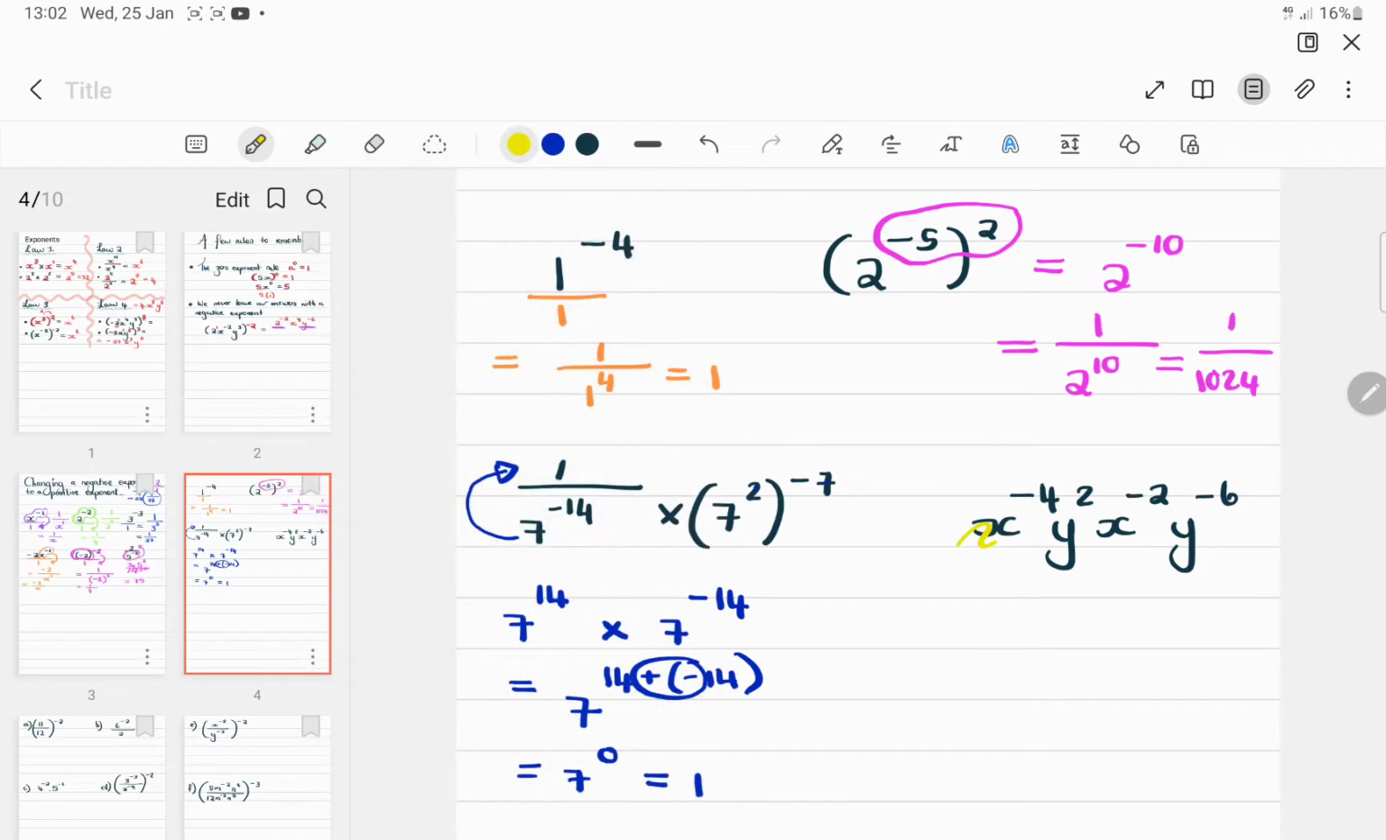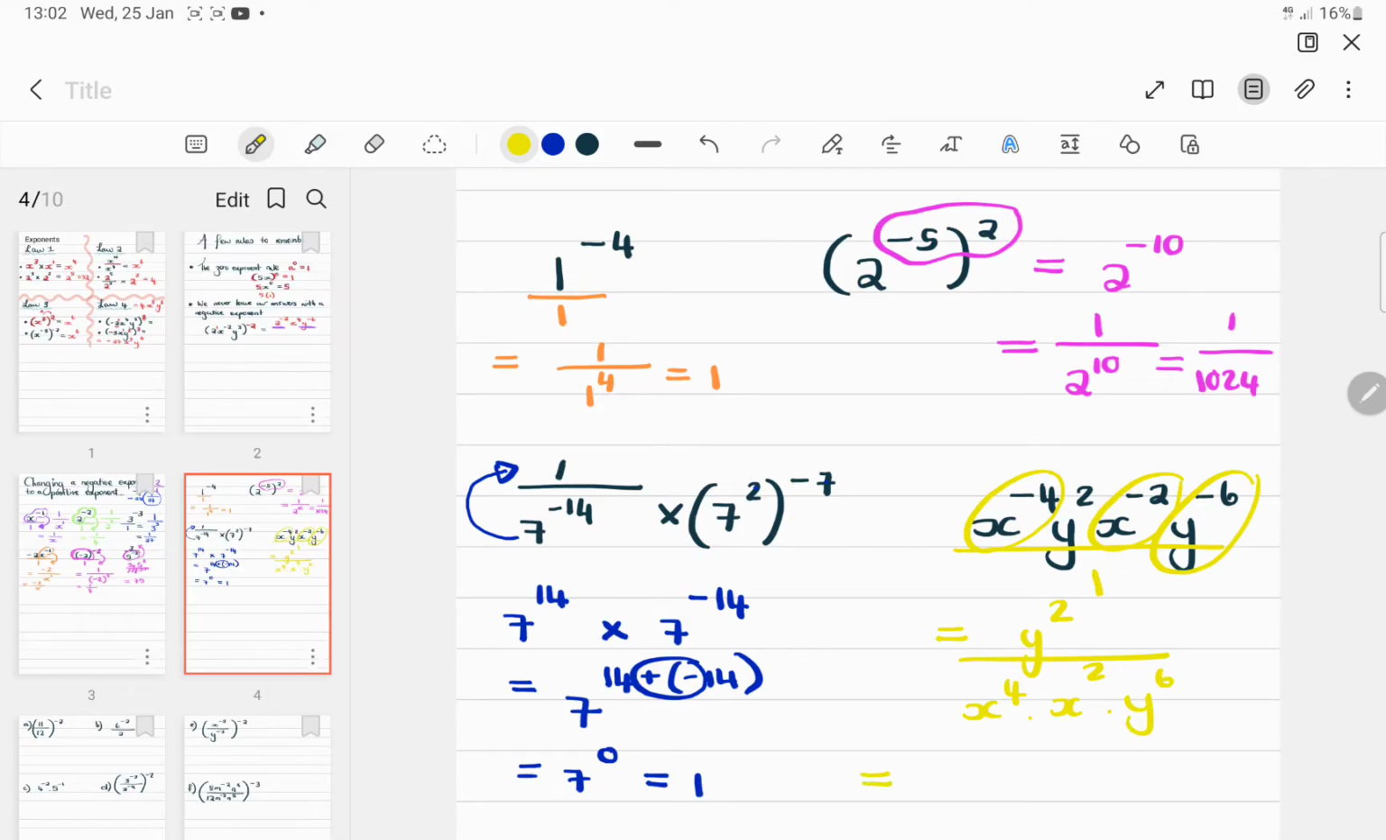Okay, with the next one, we're going to create our upstairs, downstairs. All the naughty ones, that one's naughty and that one's naughty, are going to go downstairs. What's left? The y to the power negative 6 is naughty. So the only thing that is left upstairs is y squared. All the rest must come and stand downstairs and become positive.